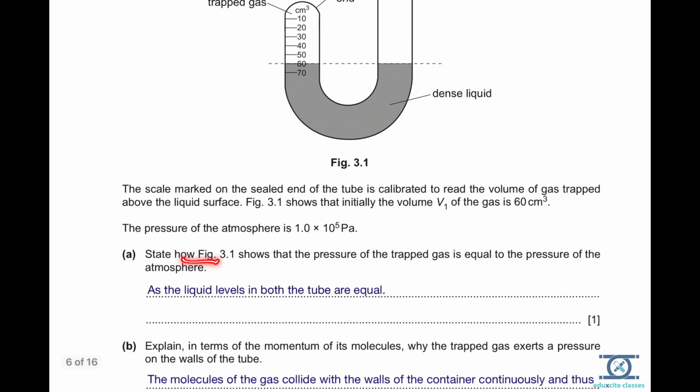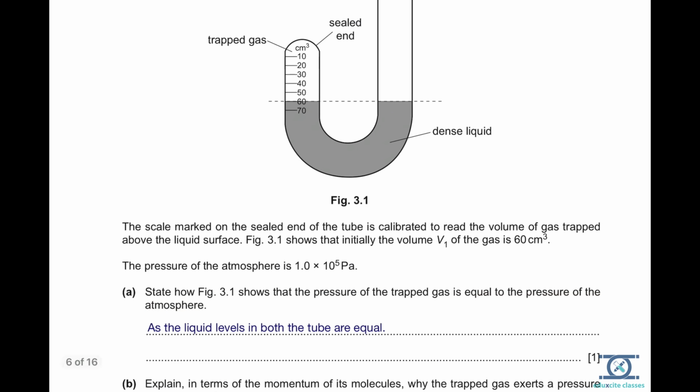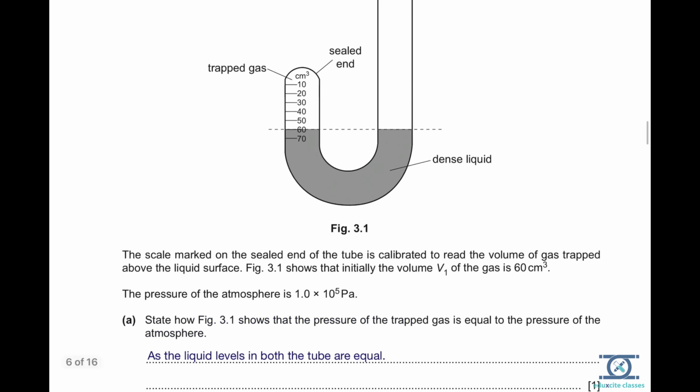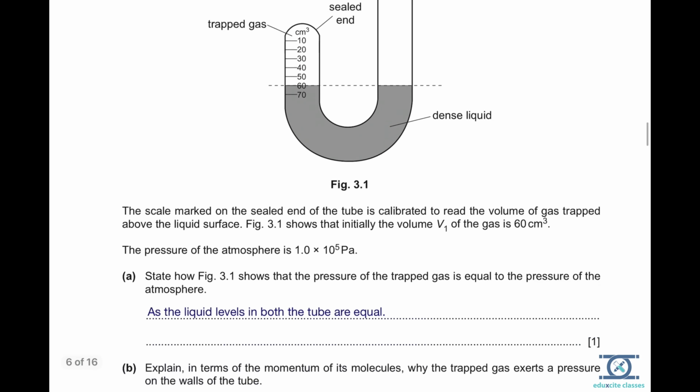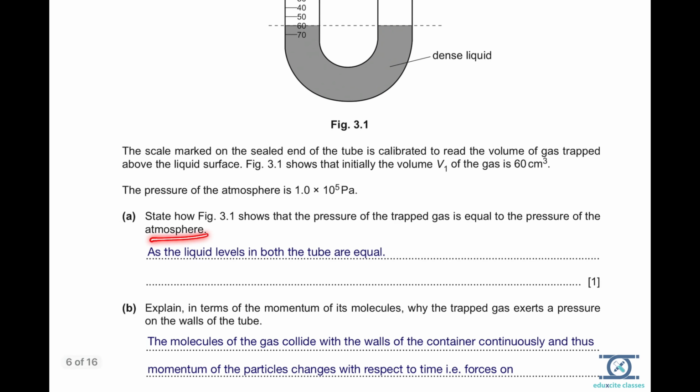State how figure 3.1 shows that the pressure of the trapped gas is equal to the pressure of the atmosphere. Now it is very simple. As you can see, the liquid levels on both ends of the tube are at the same position. So the pressure at this end will be equal to the pressure at that end, and we know that on the open end only the atmospheric pressure is existing. So the gas pressure is equal to the atmospheric pressure.